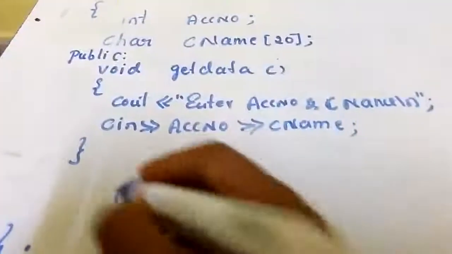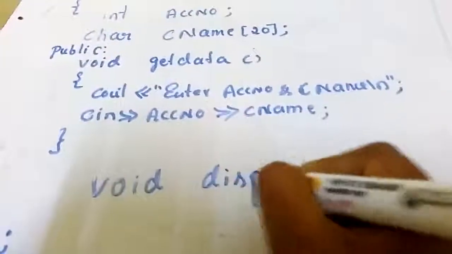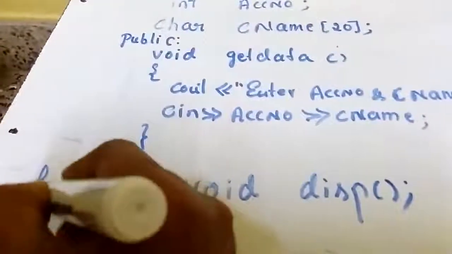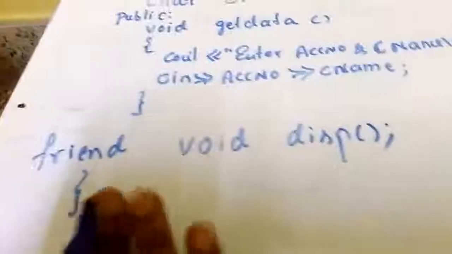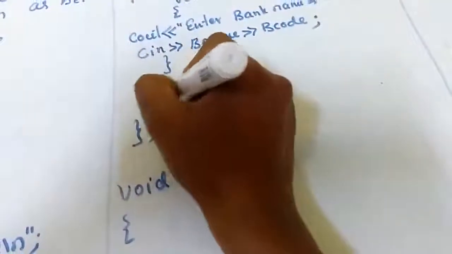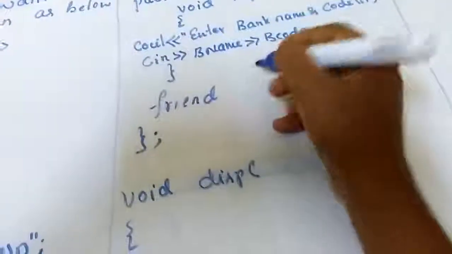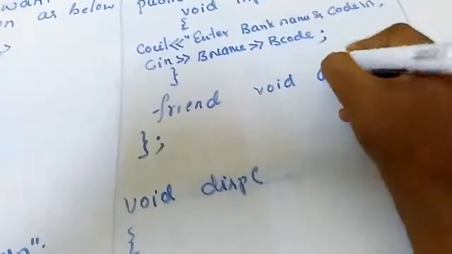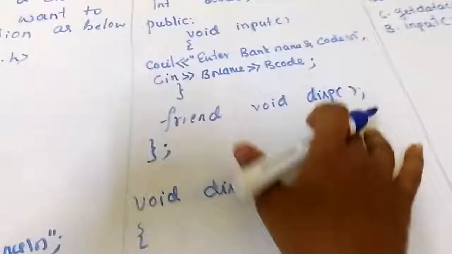You know the declaration statement, isn't it? Void disp semicolon, and before that we have to add a keyword friend. F-R-I-E-N-D. Friend is a keyword, it should be in lowercase. So first we have to make this function a friend to this class and also this class. Friend void disp. Are you understanding? At this moment I have written like this.